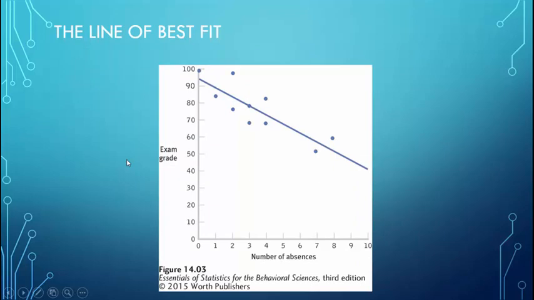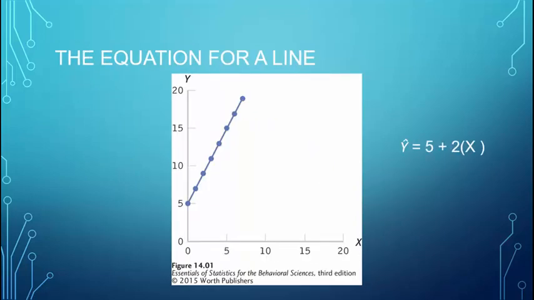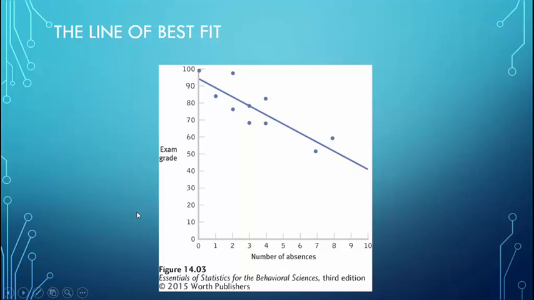Now typically, our data isn't perfect like this. This is a perfect correlation between these two variables, right? There's no variability. All the dots fall on this line. When we are creating regression lines in psychology, this is our data on number of absences and exam grade. It's not so perfect. The data looks a little bit messy.